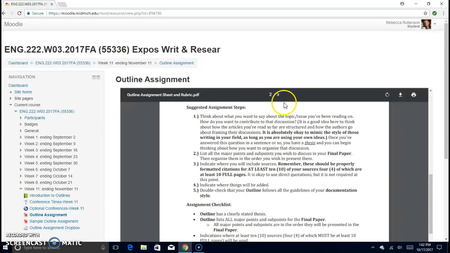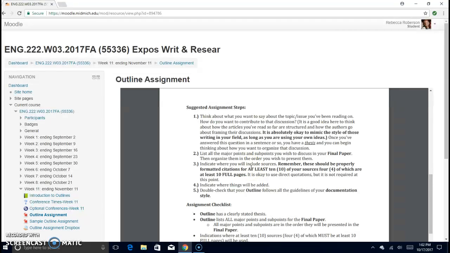Once you've got a thesis and thought about how you want to organize the discussion, then you can start listing major points and subpoints. And then you can fill in the blanks, like indicate where you'd like to use sources, and so on. You do not need to use direct quotations for this assignment. Simply indicating where you are going to incorporate the source and then including a properly formatted reference citation for the source is okay. But keep in mind, if you do use direct quotations, summaries, or paraphrases, you should also include in-text citations.